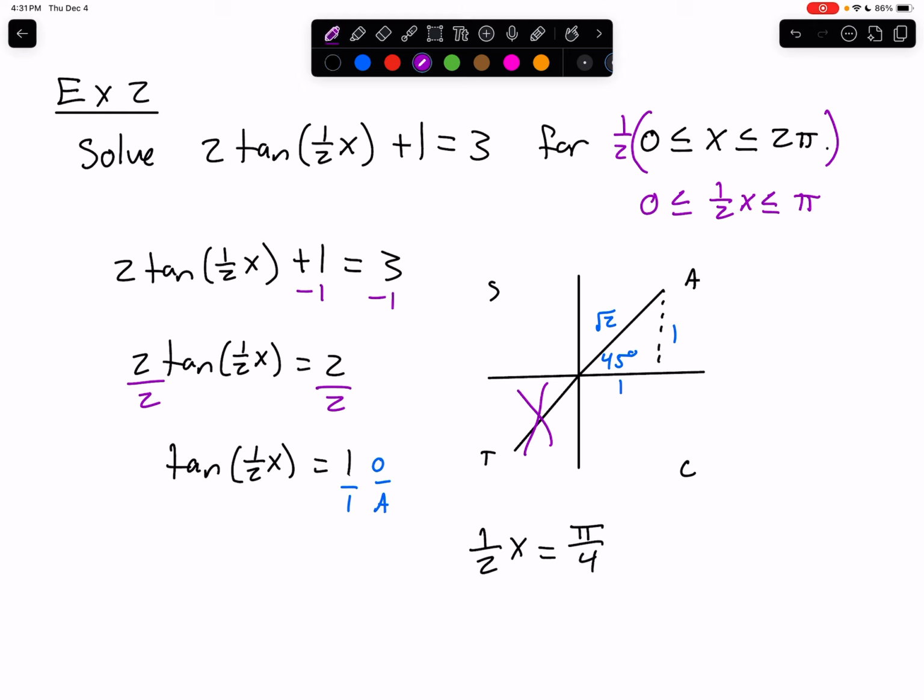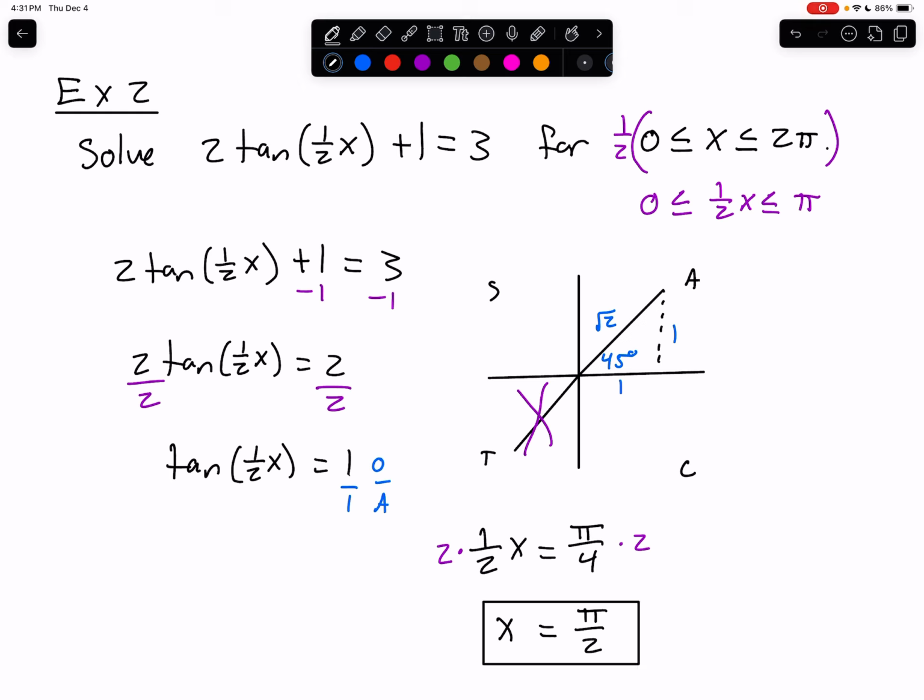So the last step to solve this, I'm going to multiply everything by 2, which is the same thing as dividing by 1/2. So x is equal to 2 pi over 4, which is going to reduce to pi over 2. And that is actually my only solution for this problem.